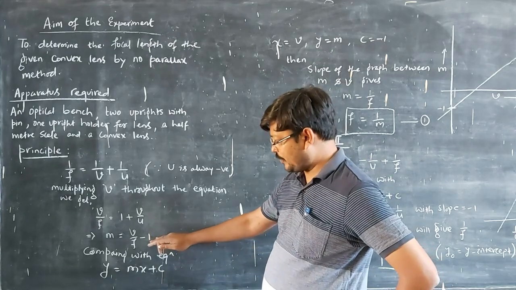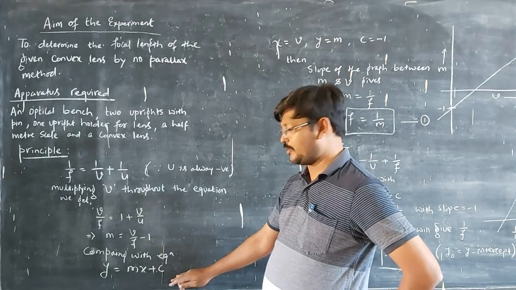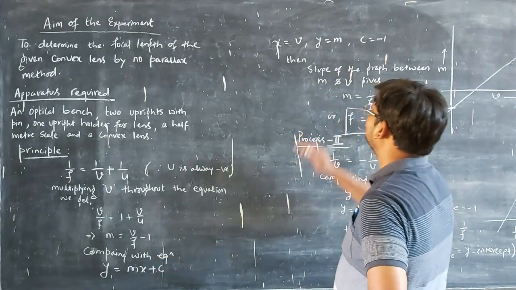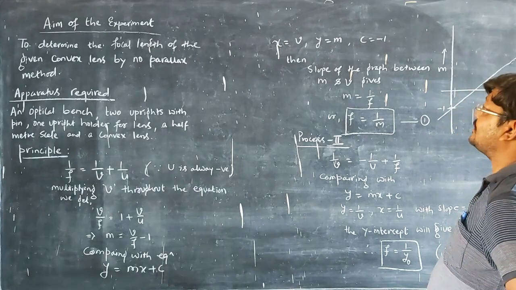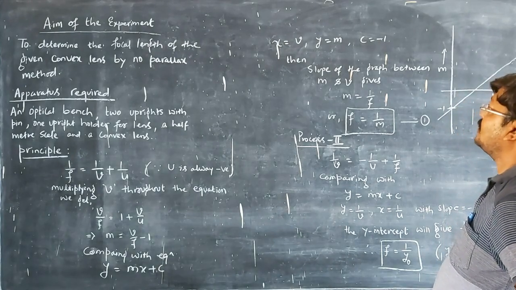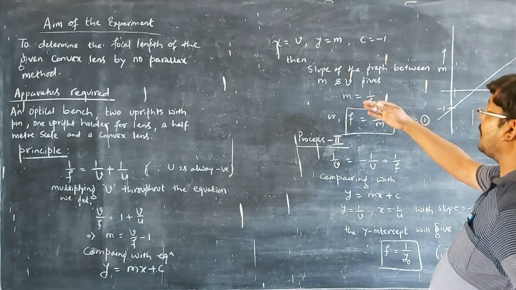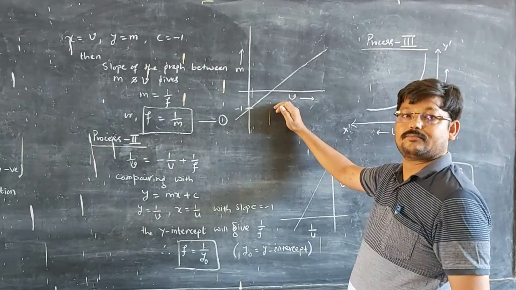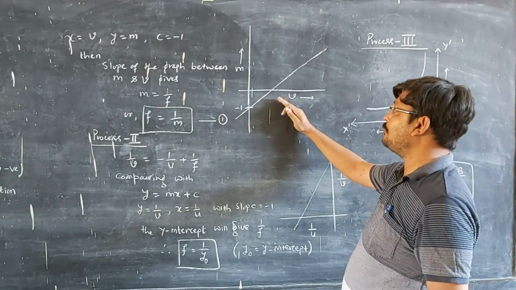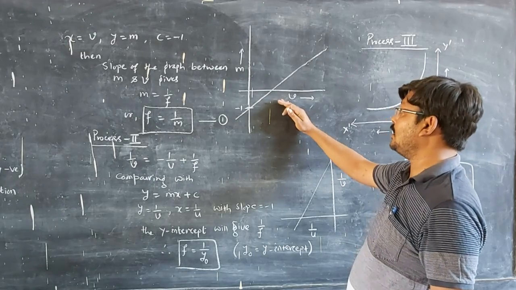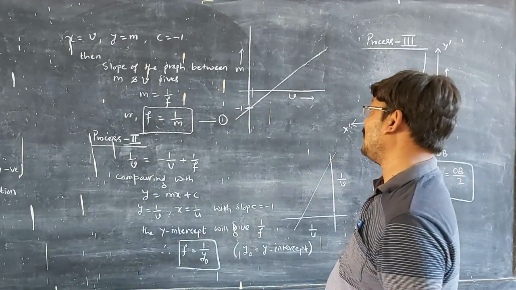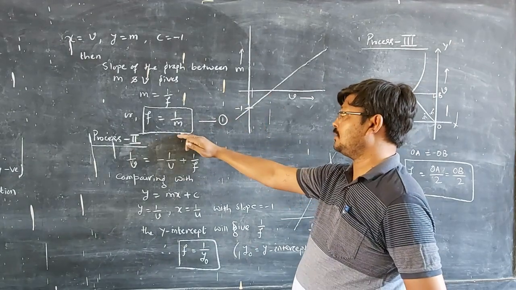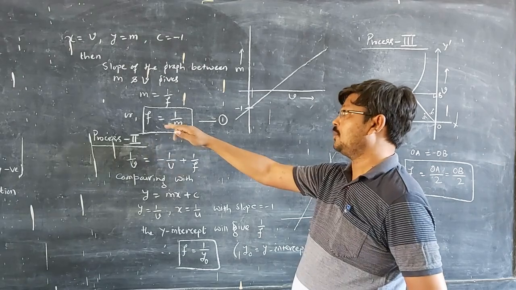And if we compare this equation with the equation of a straight line, that is y equals to mx plus c, so by taking v on the x-axis and m on the y-axis, we can plot a graph. The graph will appear somehow like this if we plot a graph between magnification and image distance. Then by finding the reciprocal of its slope, we can get the focal length.